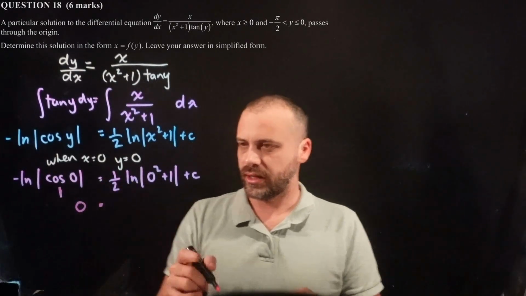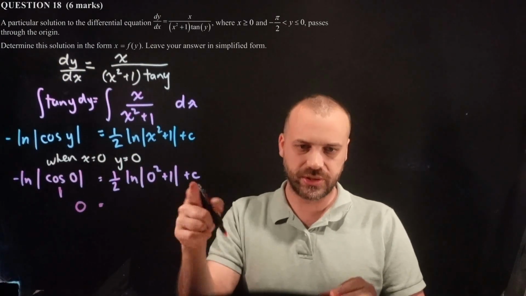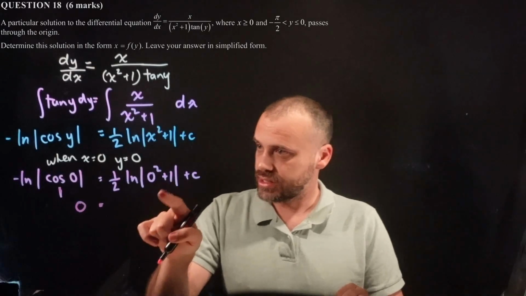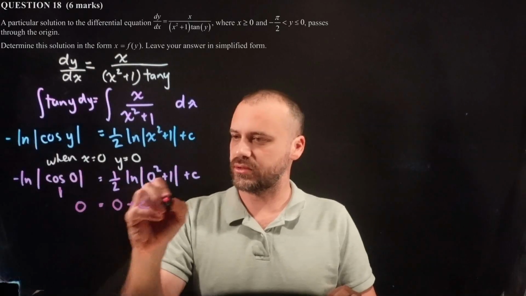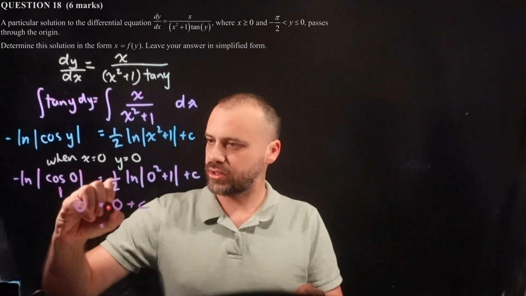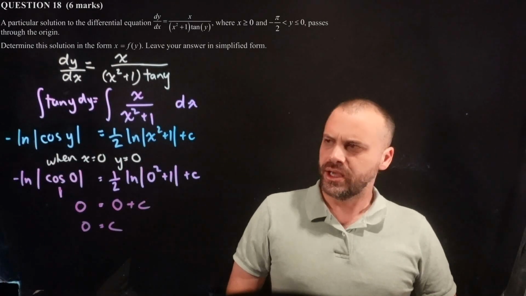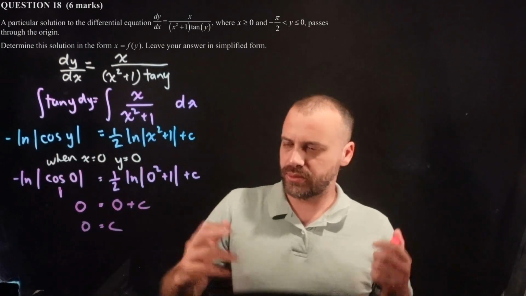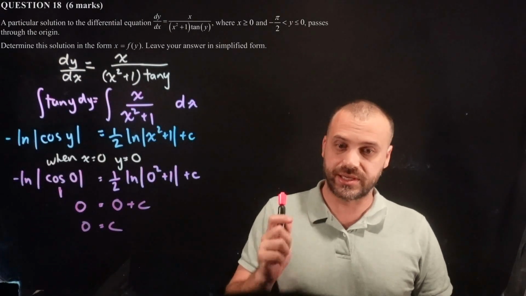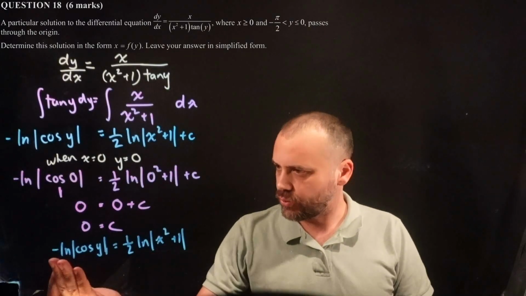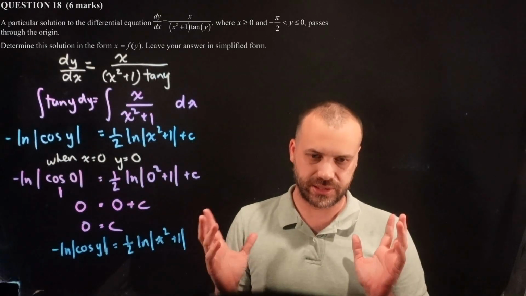Done. Okay, what about this? Again, we've got natural log of 0 squared plus 1. So the natural log of 1, which is 0. 0 times 1/2 is 0. So we get 0 equals 0 plus c. So 0 equals c. Okay, so even if you'd forgotten to put that c in there, we'd end up with the correct answer because the c disappears. The value of c is 0. Okay, so we've got this equation right now because there's no more plus c. The plus c is gone.